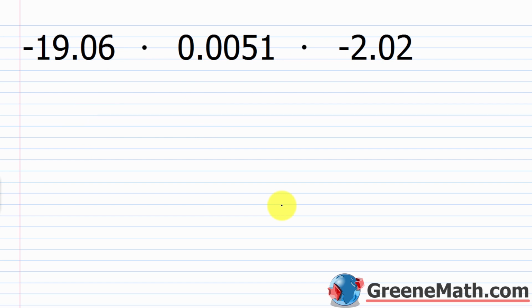Okay, let's take a look at one final problem, and then we'll jump into a section where we'll talk about multiplying by 10 or a power of 10, something that's going to help you speed up your multiplication. All right, so we have negative 19.06 times 0.0051 times negative 2.02. Now, what we're looking at here is we have a negative times a positive times a negative.